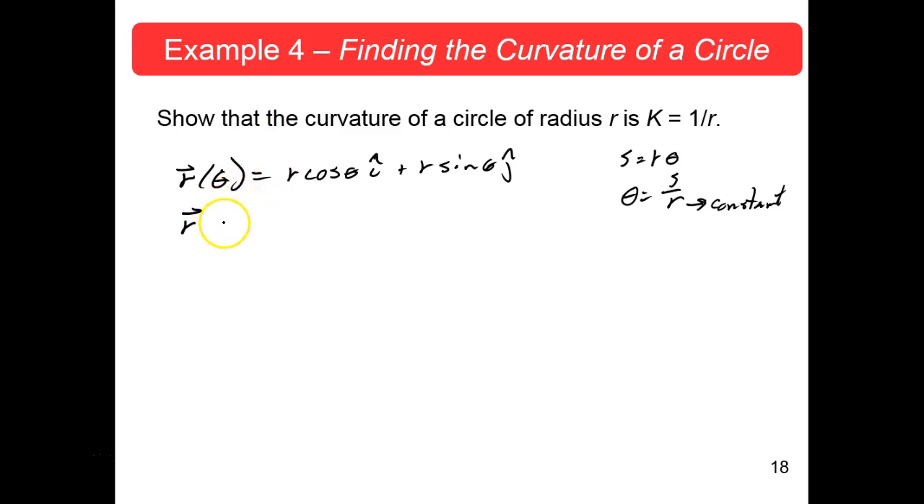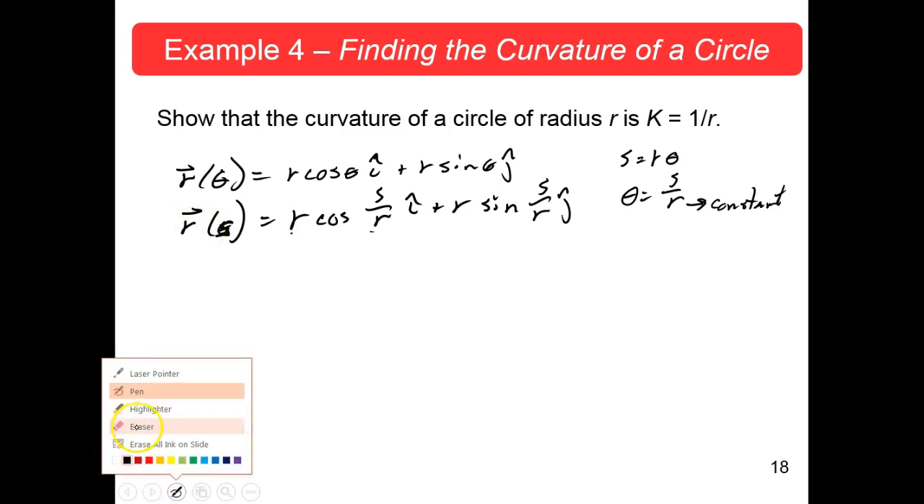Okay, so what we have here is R as a function of, well, let's get rid of the theta here and write R times the cosine of S over R I plus R times the sine of S over R J. Okay? So now, remember, these R's are constants. So now you truly have R as a function of S.